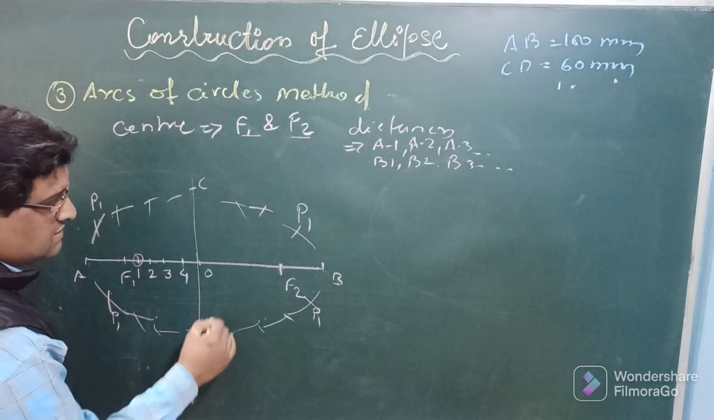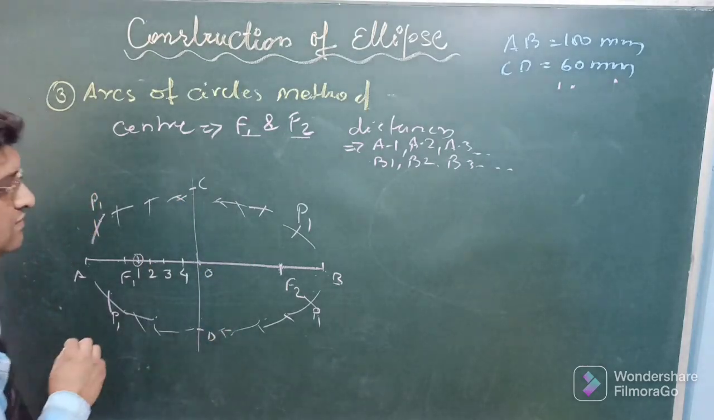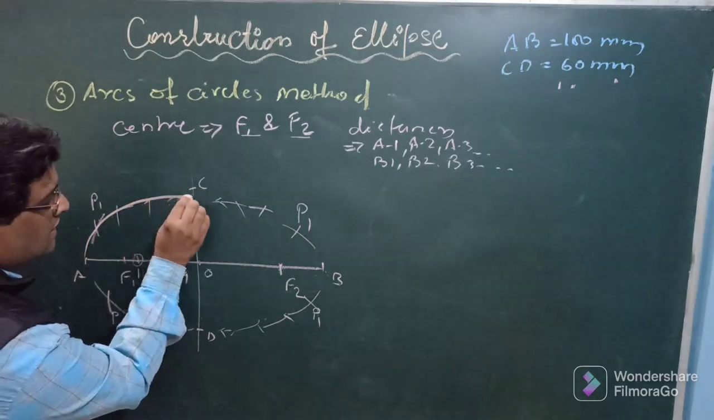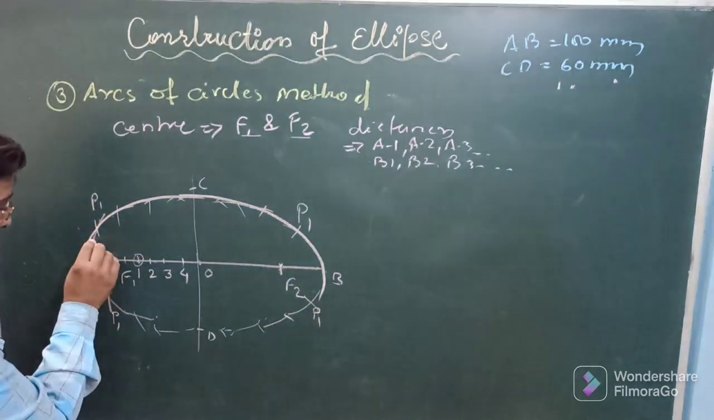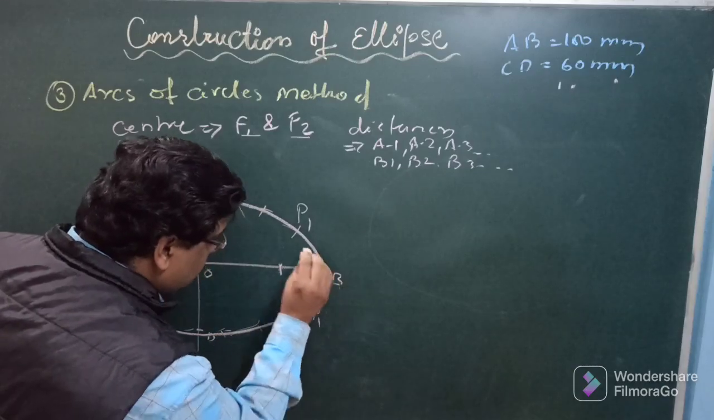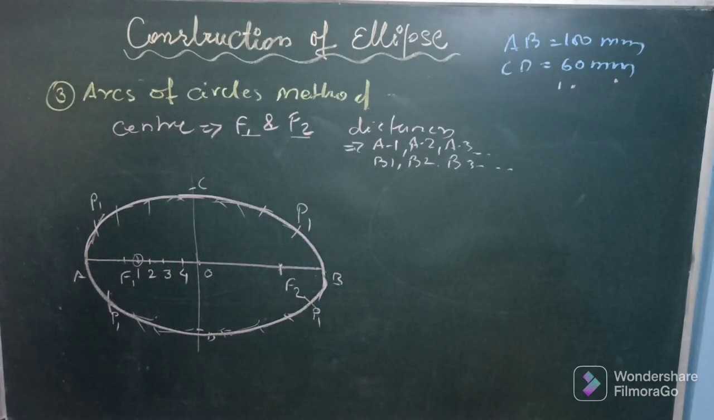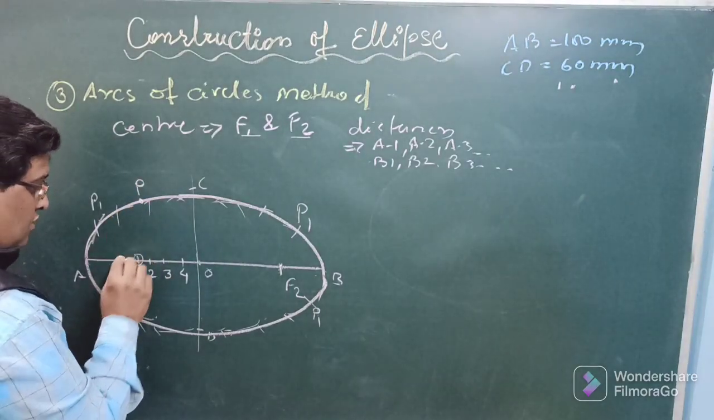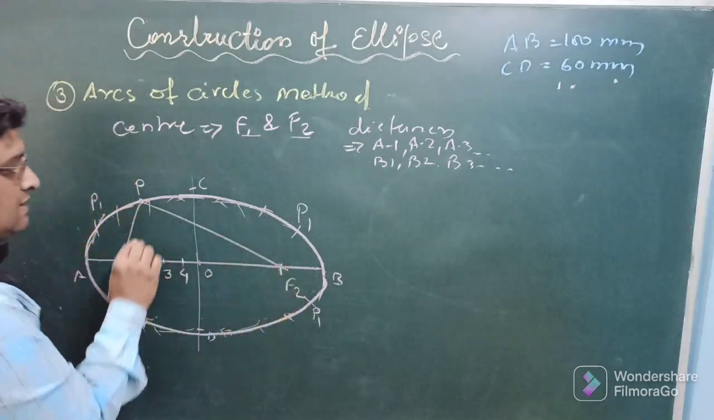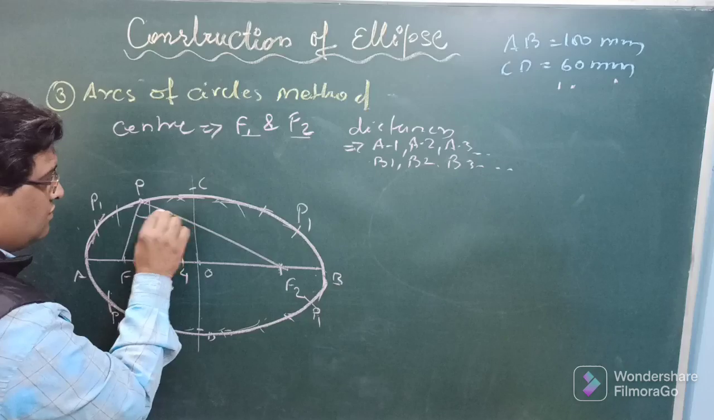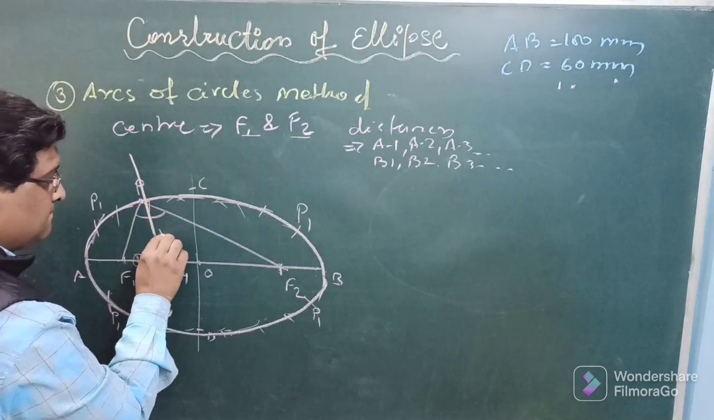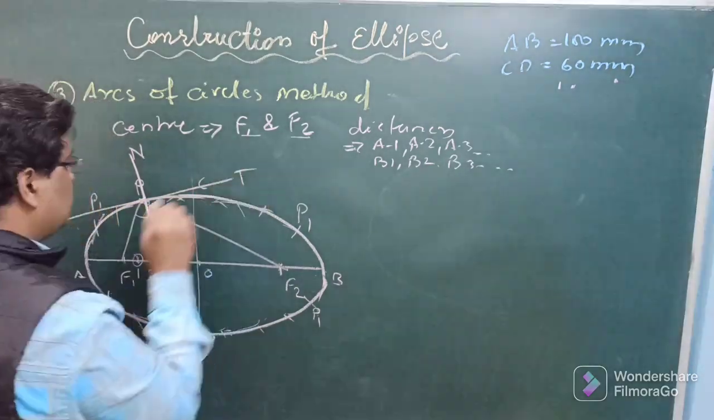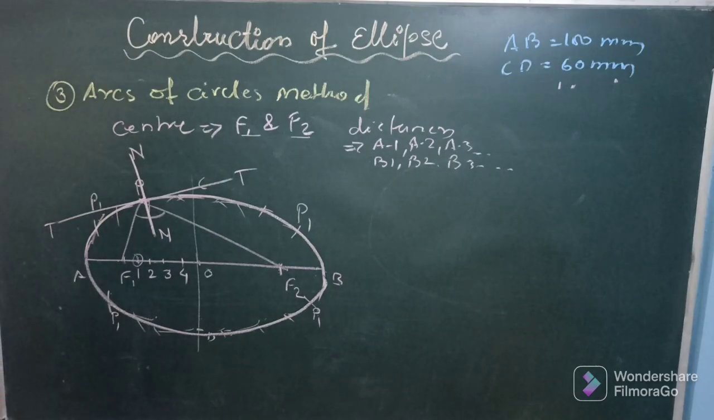In this way you will be getting a lot of points to join. When I join all these points with a smooth curve, and it should pass through C and D also, you will be getting the ellipse. As far as tangent and normal is considered, say P point, you have to draw the tangent and normal. Join this P with F1, this P with F2, you will get some angle, bisect this angle. So the angle bisector will be the normal, and a perpendicular on this angle bisector will provide you the tangent.